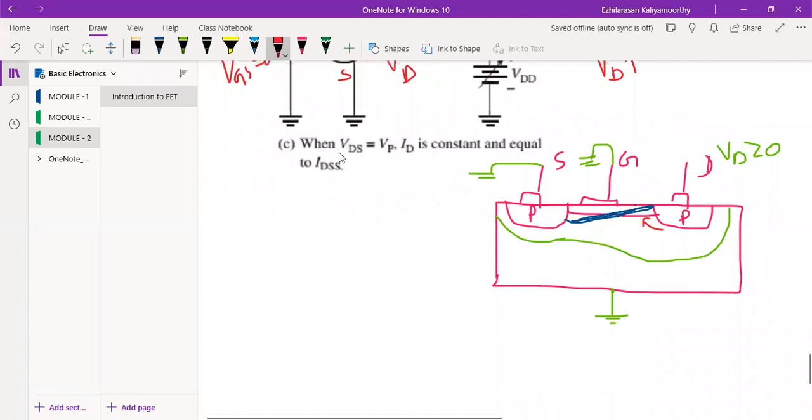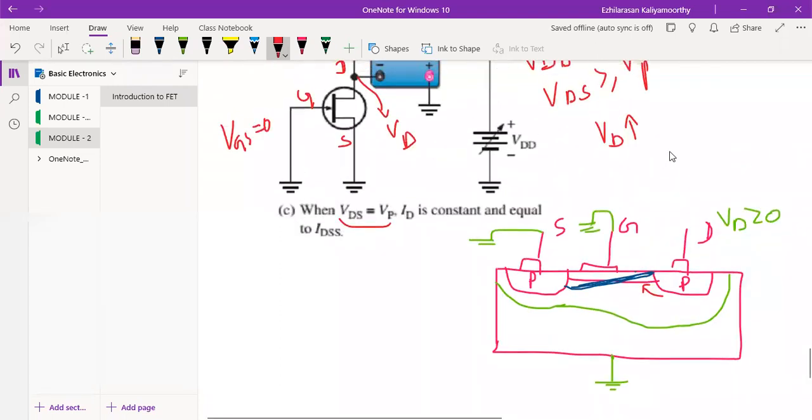That is why I can say when VDS is equal to VP, the VP is nothing but the pinch-off voltage. At that time, only a small gap will be there. So the current will flow constantly. From this condition, I can say ID is constant and equal to IDSS. So I can write here ID is equal to IDSS. That is the constant current source. When it is like this, then VDD is equal to VP, that is the pinch-off voltage.